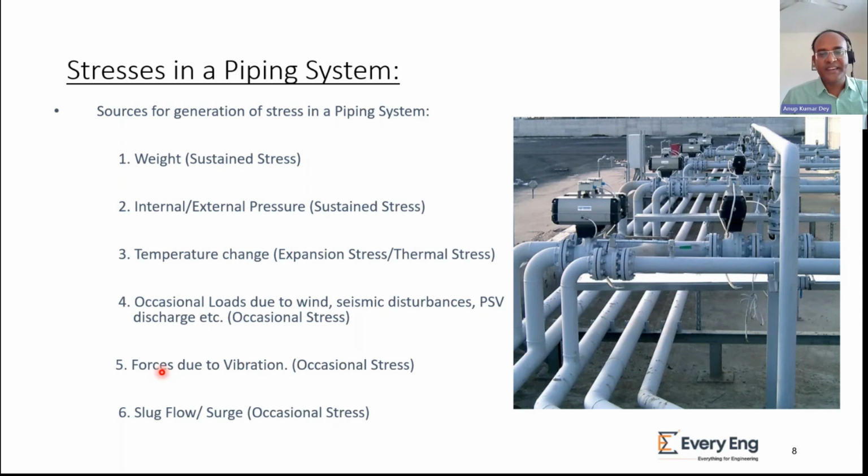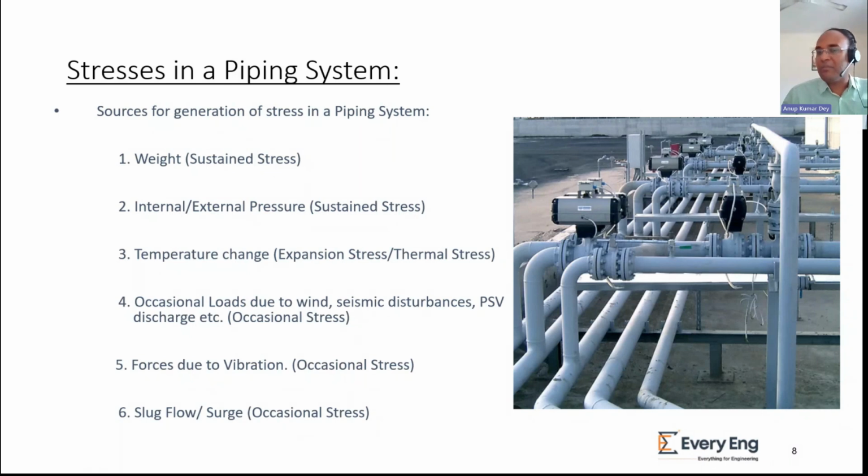Then forces due to vibration, this is also one type of occasional stress. Then slug flow or surge flow, these are also occasional stresses. Slug flow is a type of two-phase flow where, let's assume, there is a gas and liquid mixture with gas as the main dominant phase. So whatever liquid is there will accumulate, and if the velocity is high, that accumulated liquid, known as a slug, will hit the directional change locations, elbows and T connections, and that may create huge forces. So that also creates an occasional stress, and the stress analysis should ensure that because of that force the system will not fail. Then surge is water hammer that we studied in our engineering.